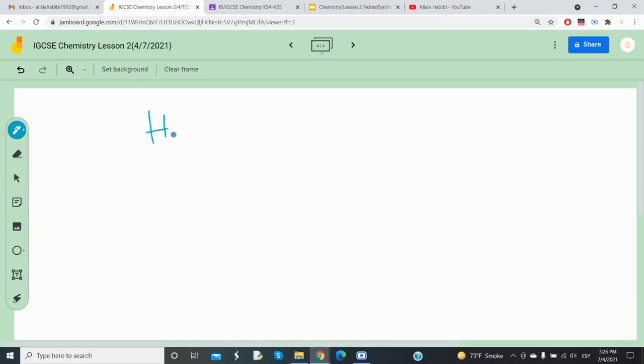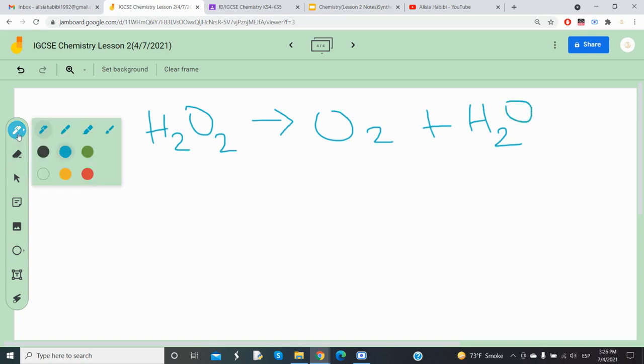So this is hydrogen peroxide decomposing into oxygen gas bubbles being formed with water. So what I was saying was the number of atoms we have. For hydrogen on the product side, we have 2, and for oxygen, we have 2 atoms on the product side.